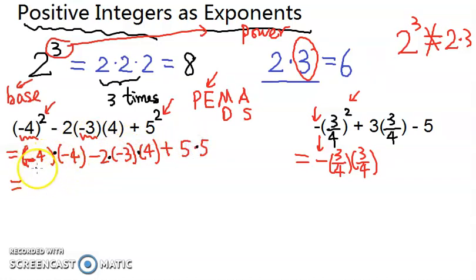Okay, so -4 times -4. We know 2 negatives make a positive. So we get a positive, and 4 times 4 is 16.